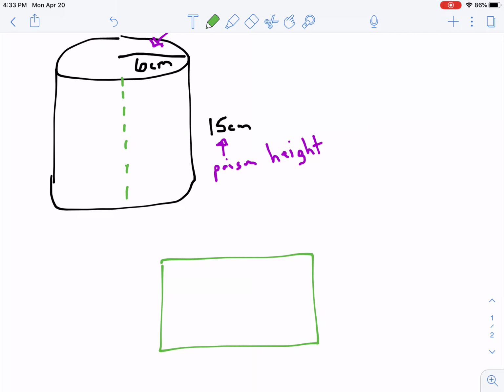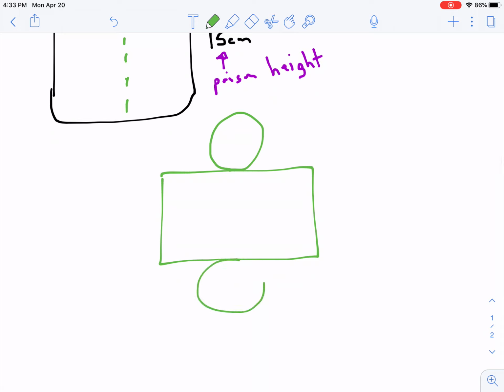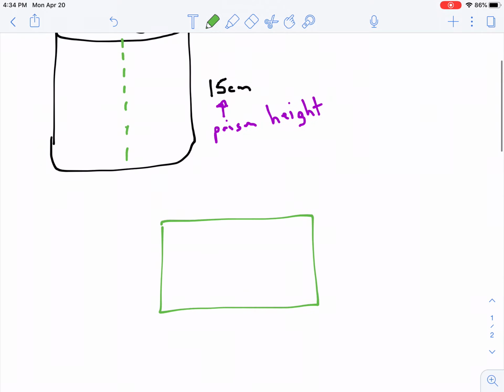The circle, if I imagine a can opener opening it up, I would still have a circle sitting up here and I would have a circle sitting down here. Now, theoretically, those circles are supposed to be the exact same size. One circle and another circle.